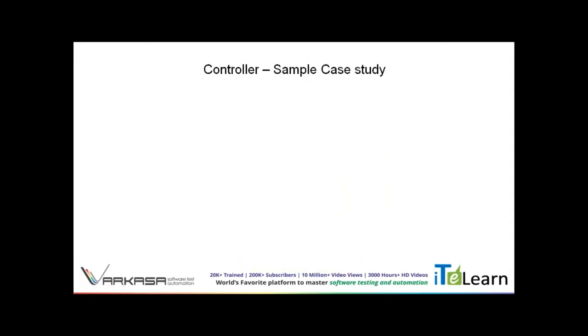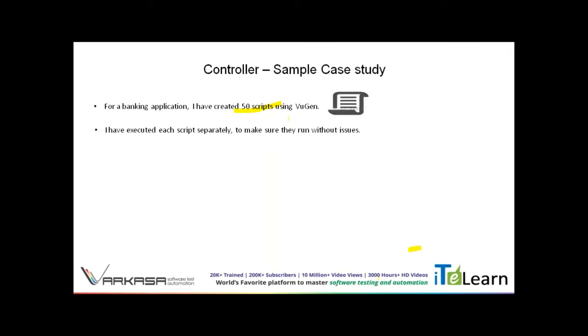So we'll take a simple case study in the controller. For a banking application, I've created 50 scripts in VuGen. Now these 50 scripts will be created in VuGen separately, and mostly it will be done using the recording mode. So you record all these 50 scripts, and then you execute each script separately to make sure the scripts have no issues at all.